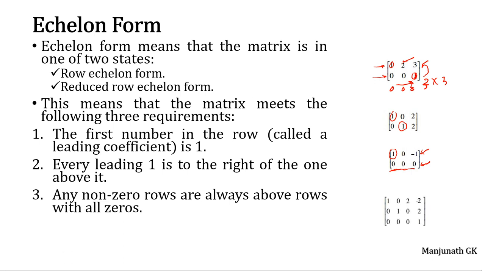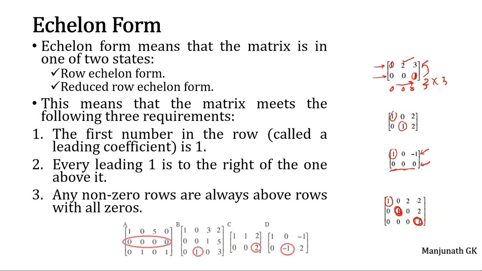Okay, three rows, leading coefficient should be 1. Second condition is the leading coefficient should be to the right of the leading coefficient above it. Yes, it is there. So for this value, it is available to the right of the leading coefficient of the above row.